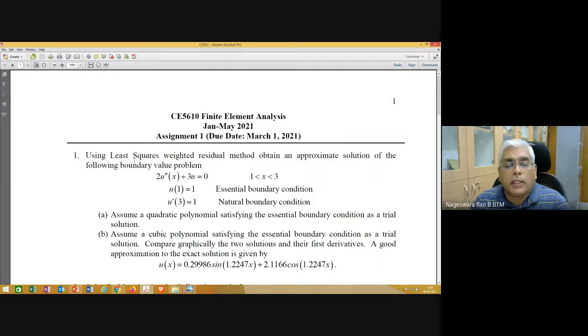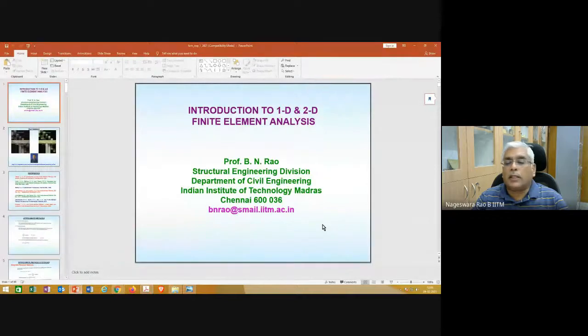The first question is using least square weighted residual method, and I hope you understand this notation. U double prime is second derivative of u with respect to x. U single prime is first derivative of u with respect to x. Okay, and we'll discuss further on this question as we progress today's class.